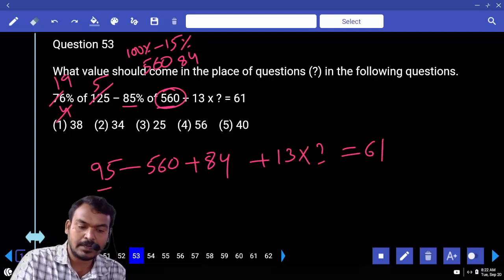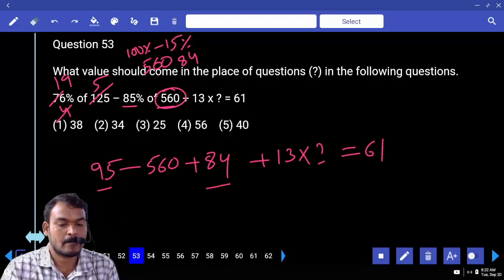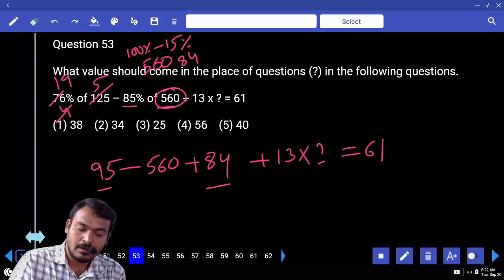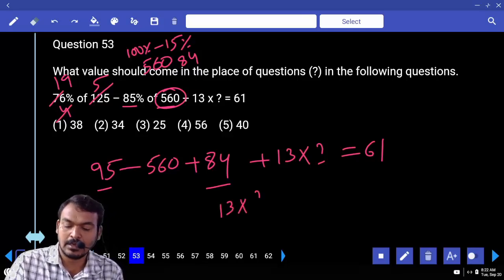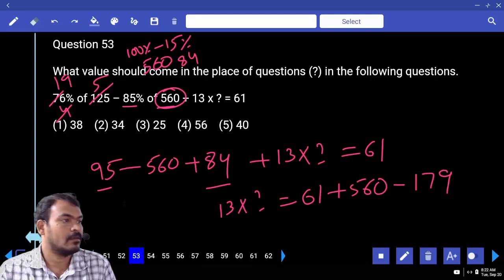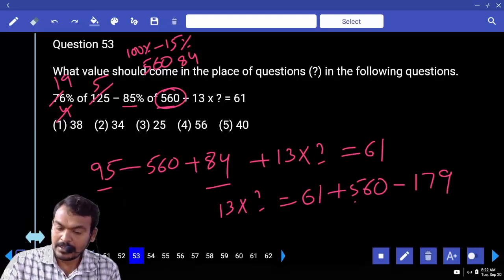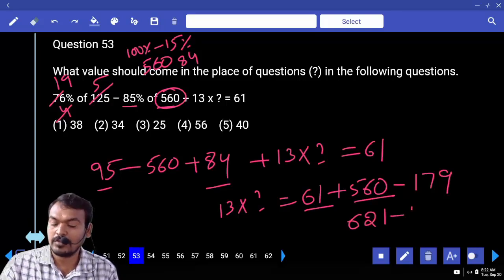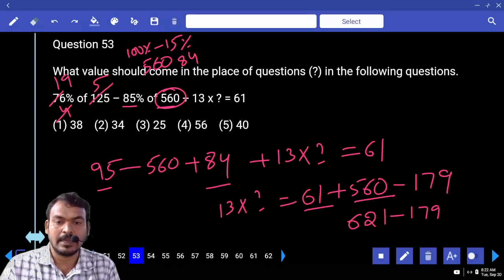First 95 and 84, what is the difference? 95 plus 84, sum is how much? 179. Minus 560. Actually 13 into something is equal to 61 plus 560 minus 179. 560 plus 61, 621. In this one, how much value are subtracting? 179. What is the difference?